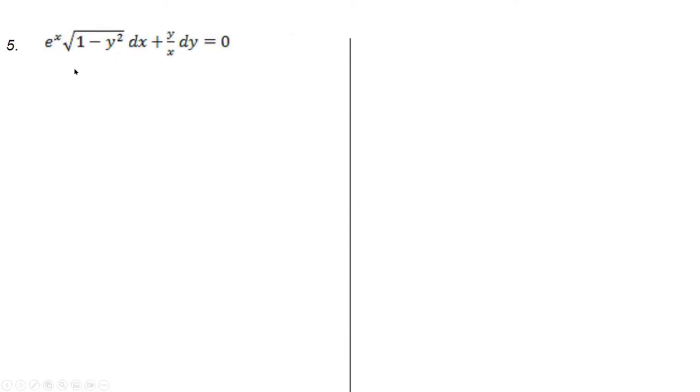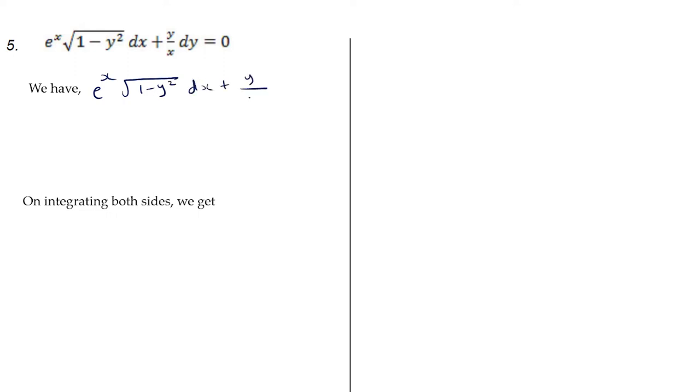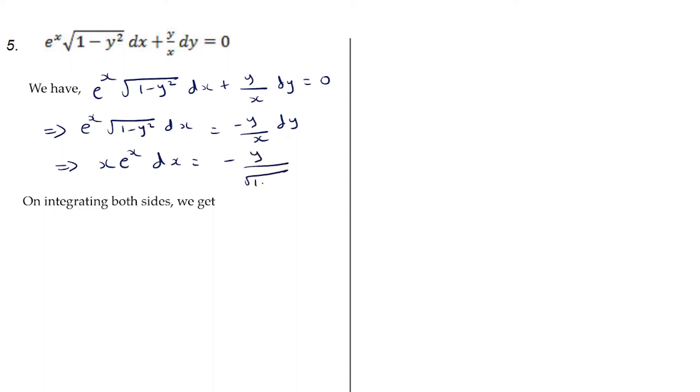Next question, e raised to x into root of 1 minus y square dx plus y by x dy equal to 0. So this is the differential equation which is given. We need to find the general solution for this differential equation. We have e raised to x into root of 1 minus y square dx plus y by x dy equal to 0. So here we have e raised to x into root of 1 minus y square dx equal to minus y by x dy, or it is x e raised to x dx equal to minus y by root of 1 minus y square dy. So we have done variable separable.